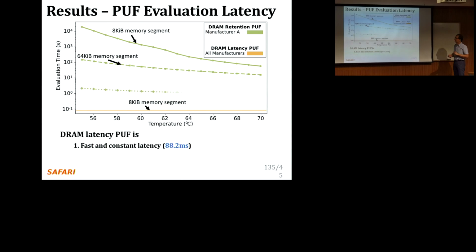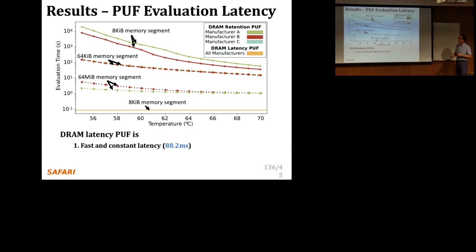But this is still higher. And as you increase the memory segment to 64 megabytes, that's even better for the retention PUF. But the speed of the latency PUF is still an order of magnitude faster. And manufacturer B has this property.